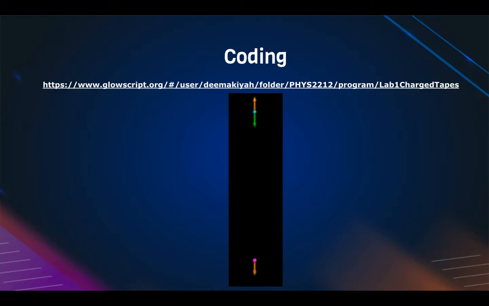So here is a snapshot of my code. As you can see, the blue particle is tape B and the pink particle is tape A. On tape B, the orange arrow is the electric force and the green arrow is the gravitational force. There is only one force on tape A since the electric force is in the same direction as the gravitational force.